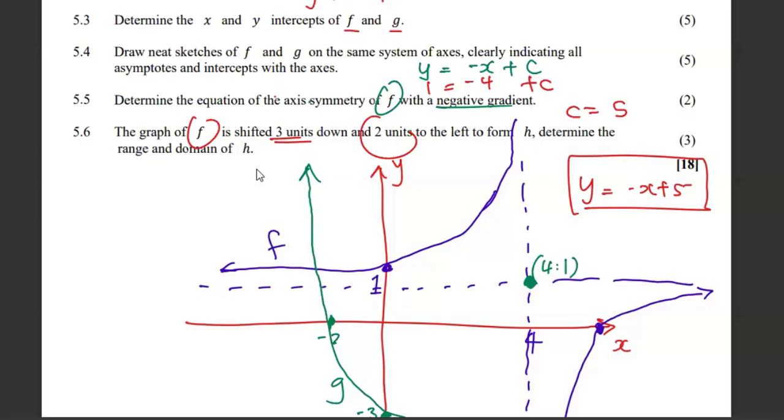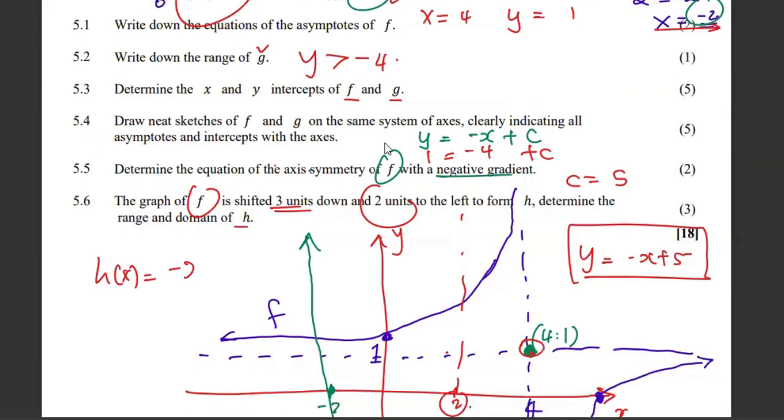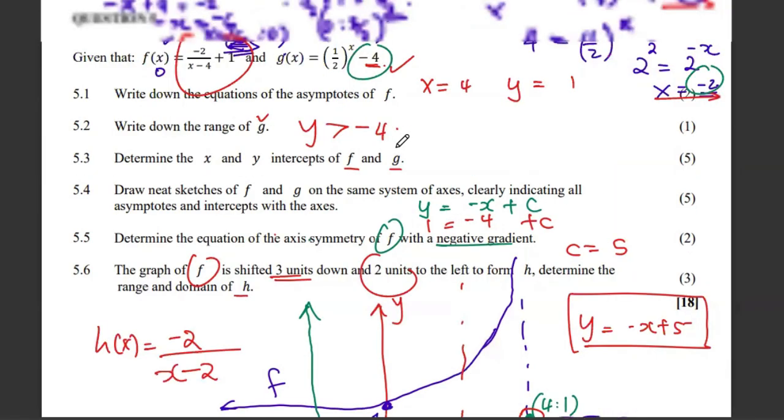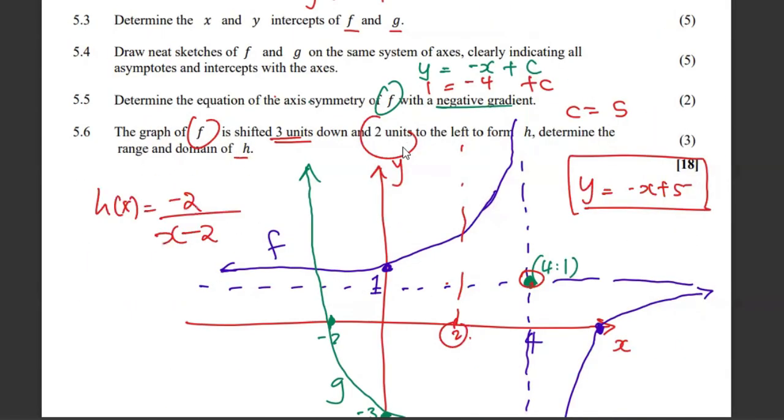Okay, we're moving it 2 units to the left, meaning that this asymptote here is now going to be at 2 here. Okay, so they want us to determine the range and the domain. So let's start by getting the equation of h. So it was -2 over x. Now we're going to have a 2. Okay, we're moving it 3 units down. So this one is going to be at -2 here.